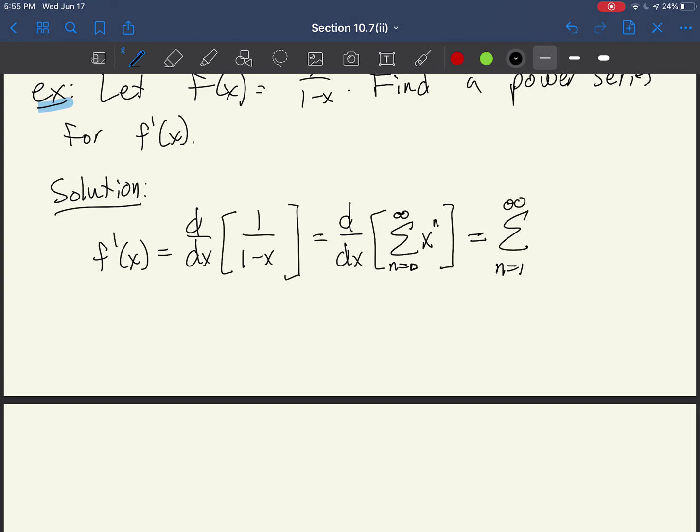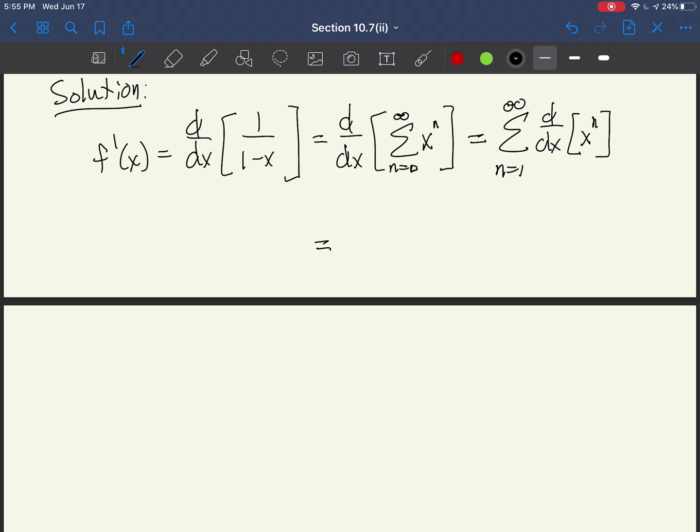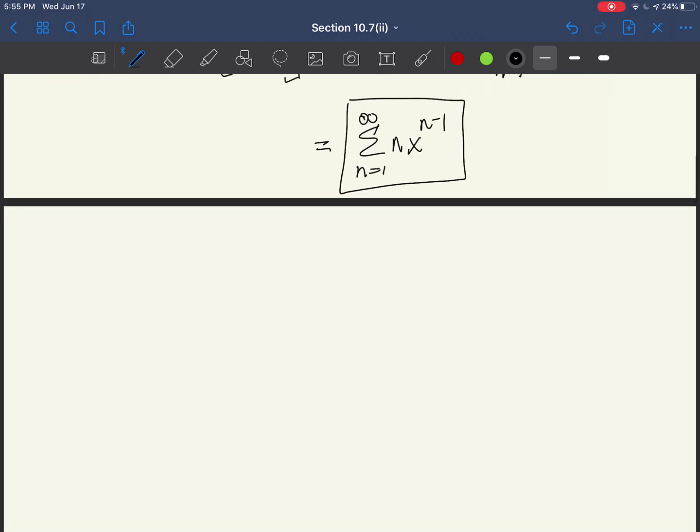And then we just differentiate this term by term. That means that's the sum from n equals 1, because we're going to lose the constant term, of the derivative with respect to x of x to the n. So the power series representation for the derivative of 1 over 1 minus x is n x to the n minus 1.